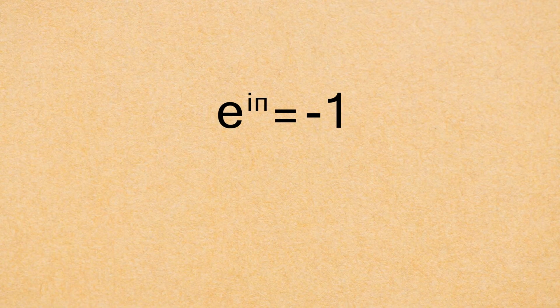So without further ado, here's his identity. e to the i pi equals -1. We've combined e, which is the basis of natural logarithms, with i, which is the square root of -1, an imaginary number, and pi, the ratio between the circumference and the diameter of a circle. And we've even got -1, which is an unusual number.